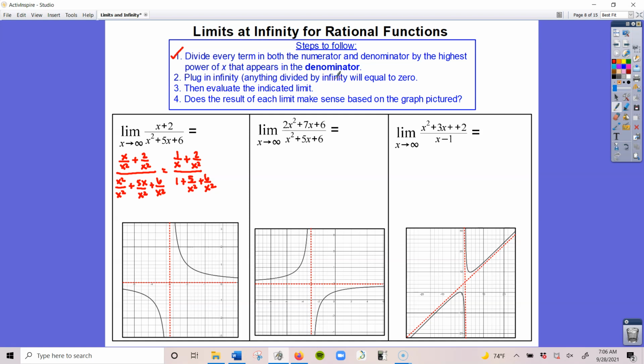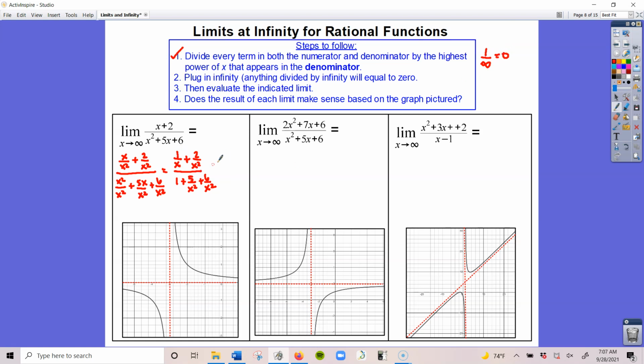Anything divided by infinity will equal 0. This is the case because if I plug in 1 over infinity for 1 over x, this is a really, really large number, right? Or I mean, it's infinity. So 1 divided by some super duper large number is going to be 0.00000 something. So basically, this is going to equal 0. So anytime you have a number over infinity, that's just 0.